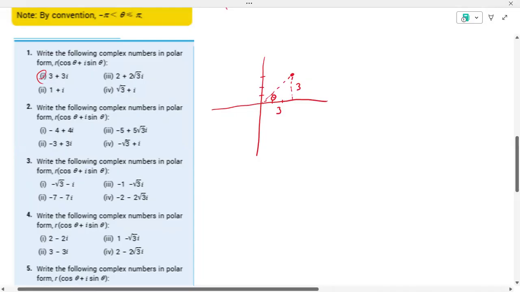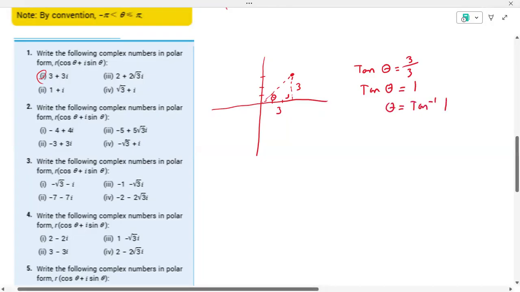To figure out my angle theta using my trigonometric ratios, I have opposite and I have adjacent, so that's going to be tan. The tan of theta is opposite over adjacent, so the tan of theta is 1. So theta itself is the tan inverse of 1.